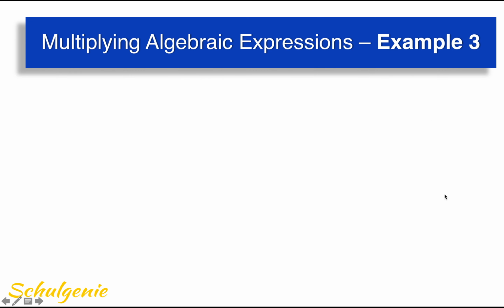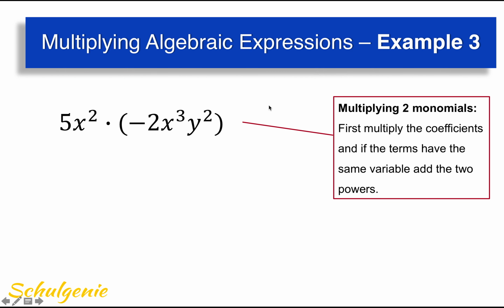For the last example, we're going to multiply two monomials. As you can see, inside the parentheses, there is just one term. So when multiplying two monomials, first you just multiply the coefficients, which are the numbers in front of the variable. So 5 times negative 2, negative 10. And then if the terms have the same variable, so in this case both expressions have the variable x, then you're going to add the two powers.